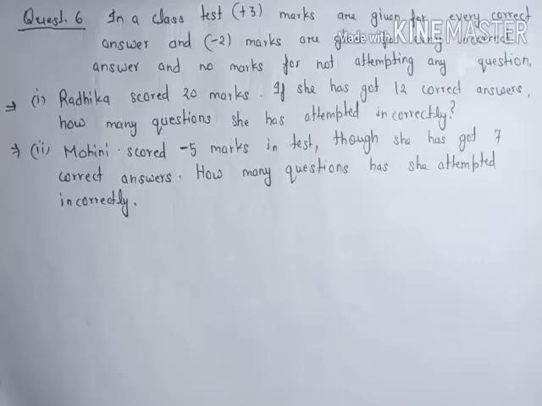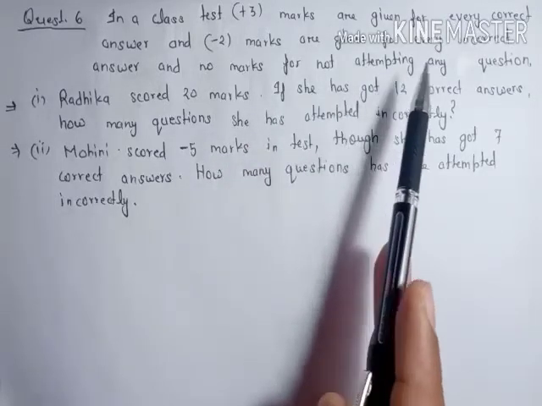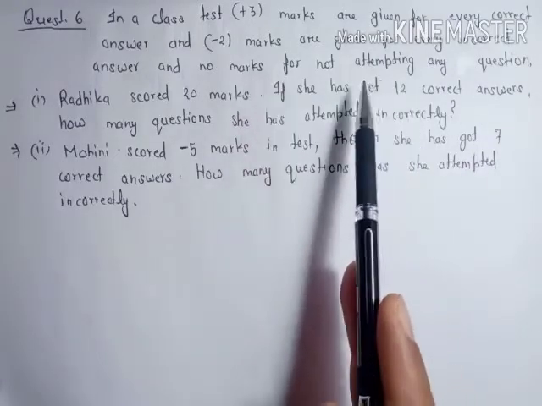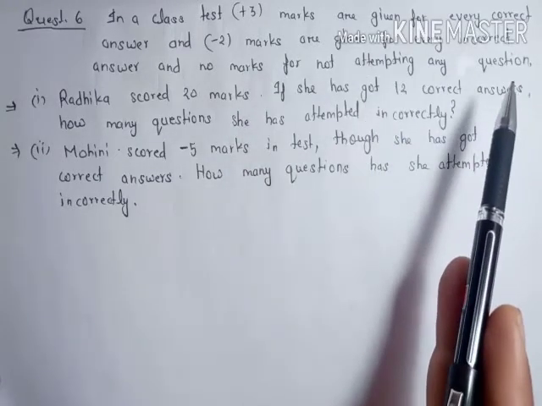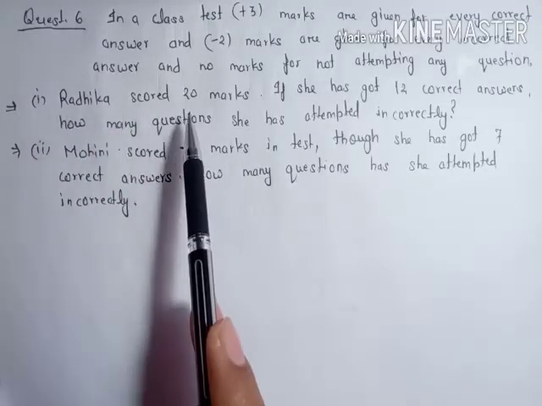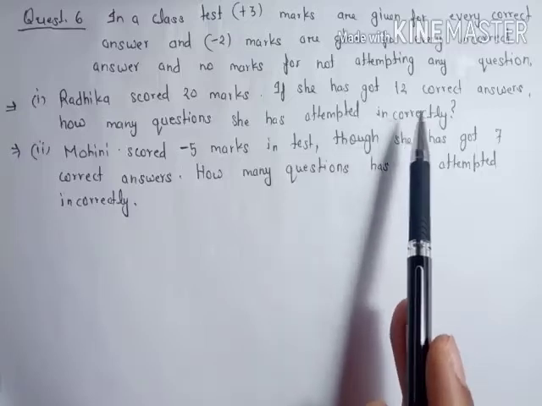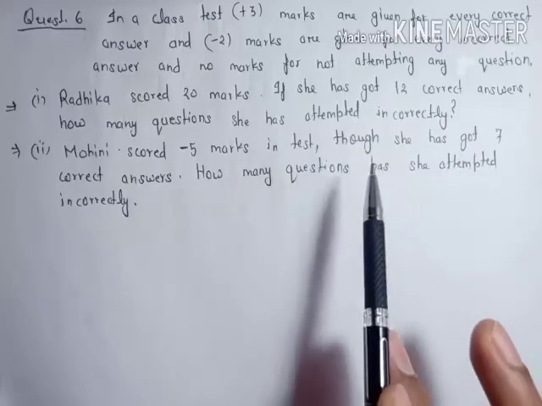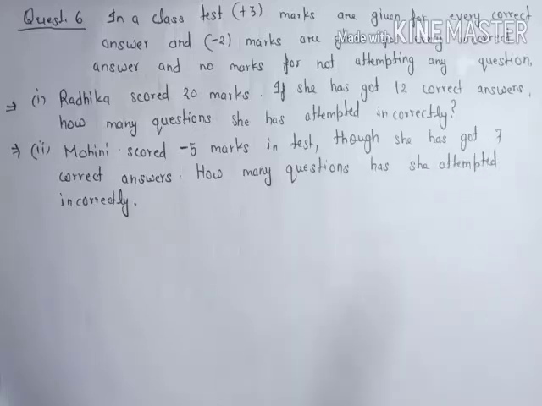In question number 6, it is given that in a class test, plus 3 marks are given for every correct answer and minus 2 marks are given for every incorrect answer, and no marks for not attempting any question. The first part of the question is, Radhika scored 20 marks. If she has got 12 correct answers, how many questions has she attempted incorrectly?